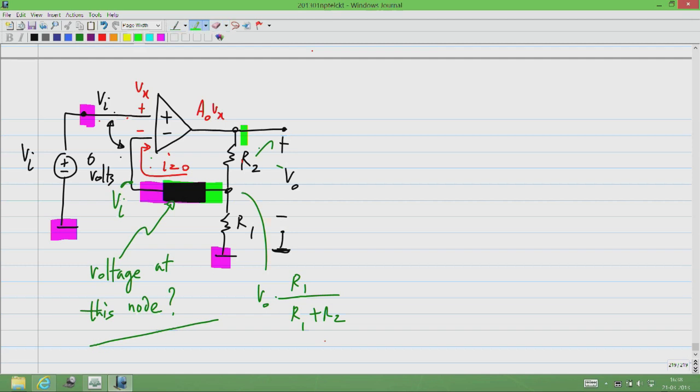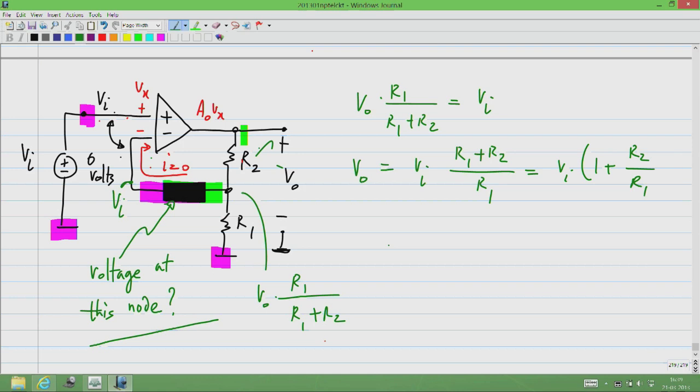Okay. So, what I have done is to determine the voltage of this node through two different ways. One is by observing that this is a virtual short, it has to be equal to Vi, and another one is observing that the current here is zero. So if this point is V naught, this point has to be V naught times R1 by R1 plus R2. Okay. So clearly, whatever we derive for the same node from two different methods has to be equal to each other. So that means that V naught times R1 by R1 plus R2 equals Vi. Or V naught equals Vi times R1 plus R2 by R1, or Vi times 1 plus R2 by R1. Okay. So I hope this part is clear.